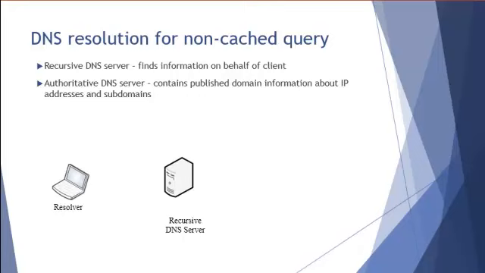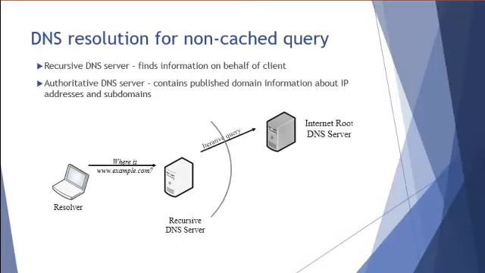So the recursive server is really the server that's going to go out and find the information on the internet, should it not reside in cache, which is the case here. So if I make a query for www.example.com, it doesn't reside in cache. I'm going to go to the hints file on that recursive server, which basically is the server names and IP addresses of the internet root DNS servers out there.